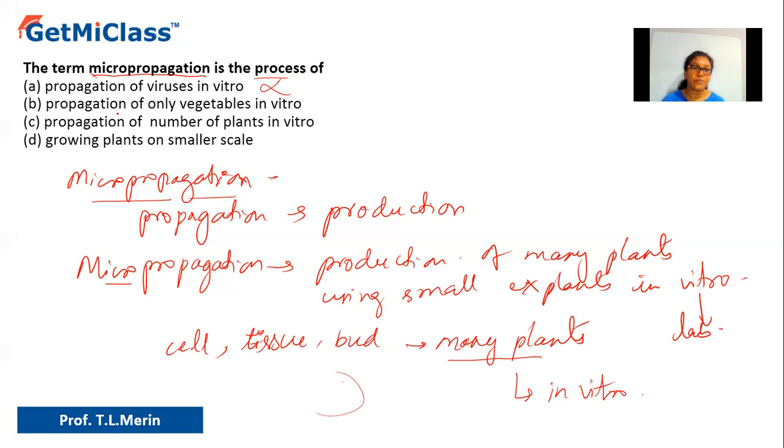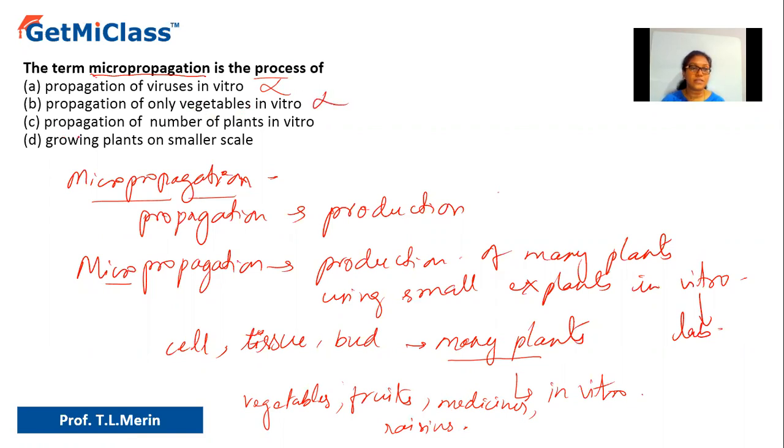Option B, propagation of only vegetables in vitro. No, because we are producing plants, and micropropagation can be done to produce vegetable plants, roots, medicinal plants for medicines, resins, or plant products, anything. So it is not only vegetables, hence it is ruled out.